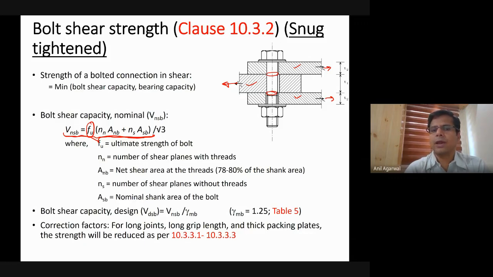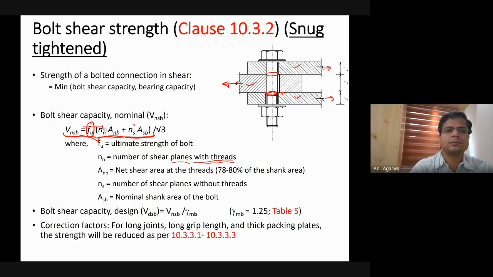So then you have to take all such planes, the planes that are in the threaded portion, add all of them. N is the number of planes with threads, and S is the number of planes without threads. So the number of planes that are lying in the threaded portion, that is Nn, multiplied by the net section area in the threaded portion. That is approximately 78% to 80% of the shank area.